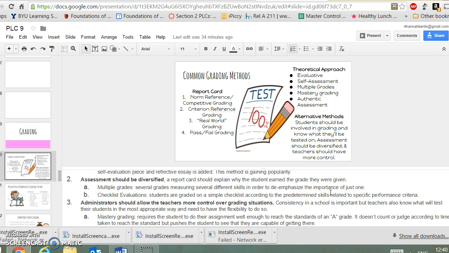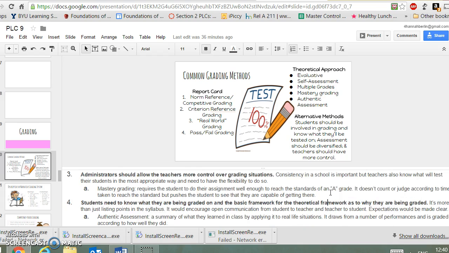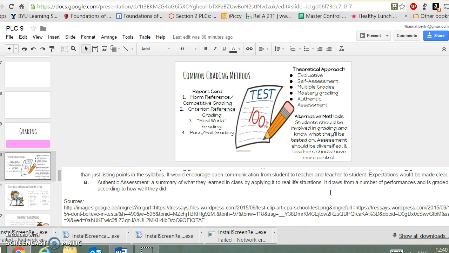Then authentic assessment, which we've talked about before, where they're applying what they've learned in class to a real life situation in the world and able to show according to performances what they've done. So that's about it. Thanks.